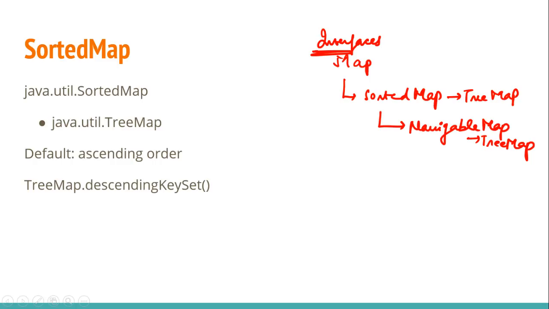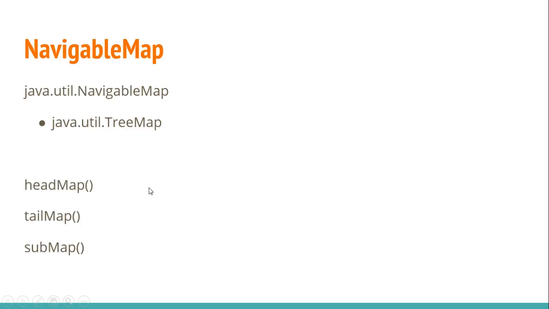Now like we saw sorted and navigable before, they simply allow for ordering of the elements that are inserted. So by default the order is ascending order, but you can also do descending order by calling the descending key set function on a tree map. So if you want the data to be available to you in descending order, you just call the function descending key set and the data will be in descending order of the keys. All right. And similarly, navigable map. Now what navigable map does is it is a subtype of the sorted map and it allows for easy navigability of data.